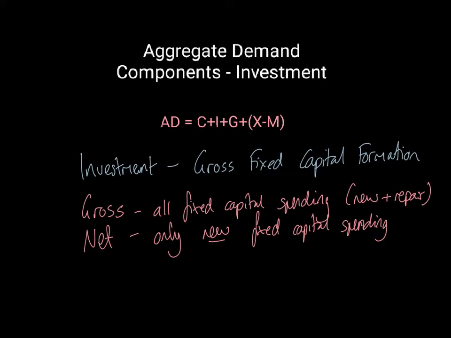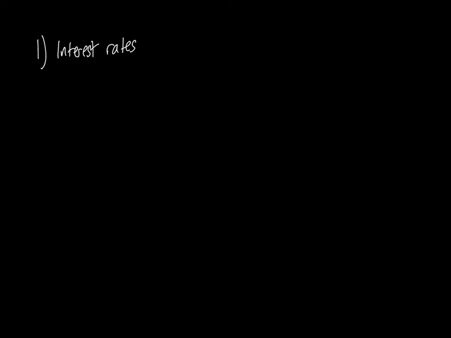Now that we've clarified those terms a little bit, let's think about the factors which will influence the level of investment within an economy. It's a little bit like consumption, really. There are separate ones that you need to be aware of, although a lot of them overlap and have quite a few similarities. Let's work our way through the main things that influence the level of investment. The first one is the rate of interest within the economy.